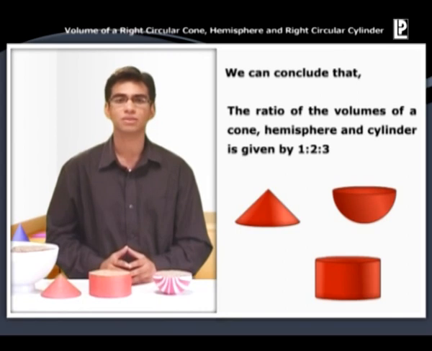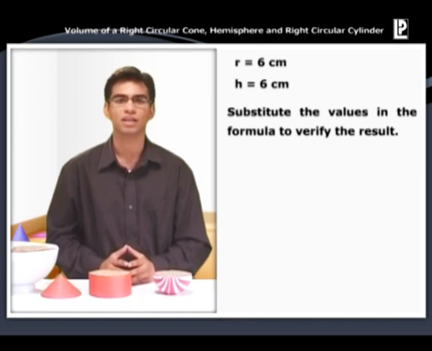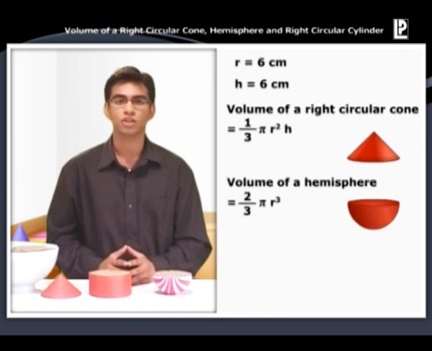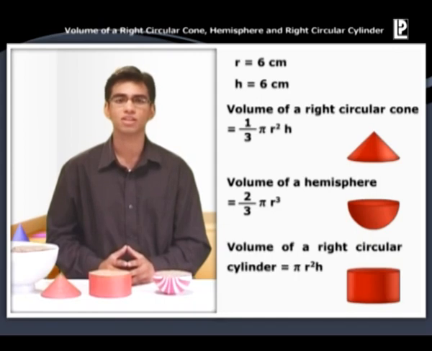The result can also be verified mathematically. We started the activity by taking the value of radius r as 6 cm and height h as 6 cm. Go ahead and substitute the values in the formula to verify the result. Remember, the volume of a right circular cone is 1/3 π r² h. Volume of a hemisphere is equal to 2/3 π r³. And the volume of a circular cylinder is π r² h.